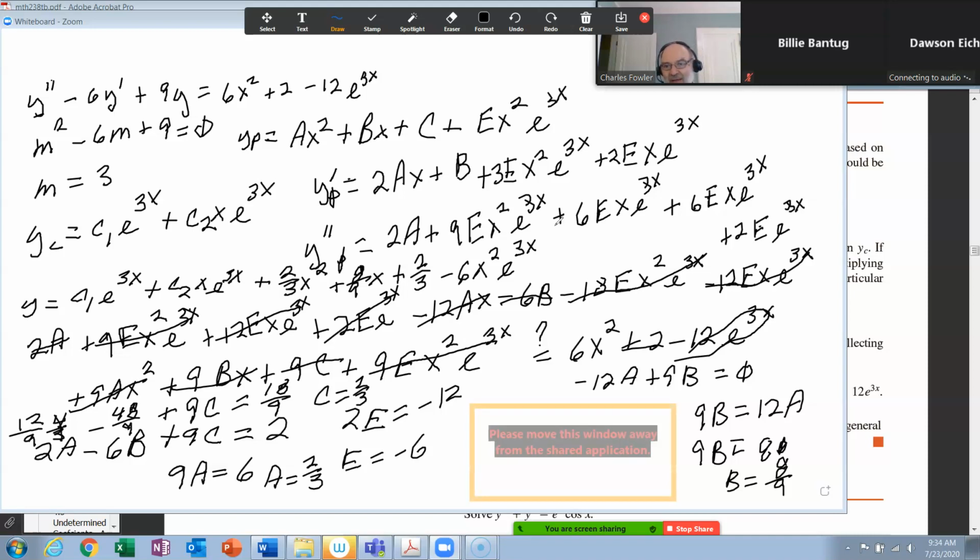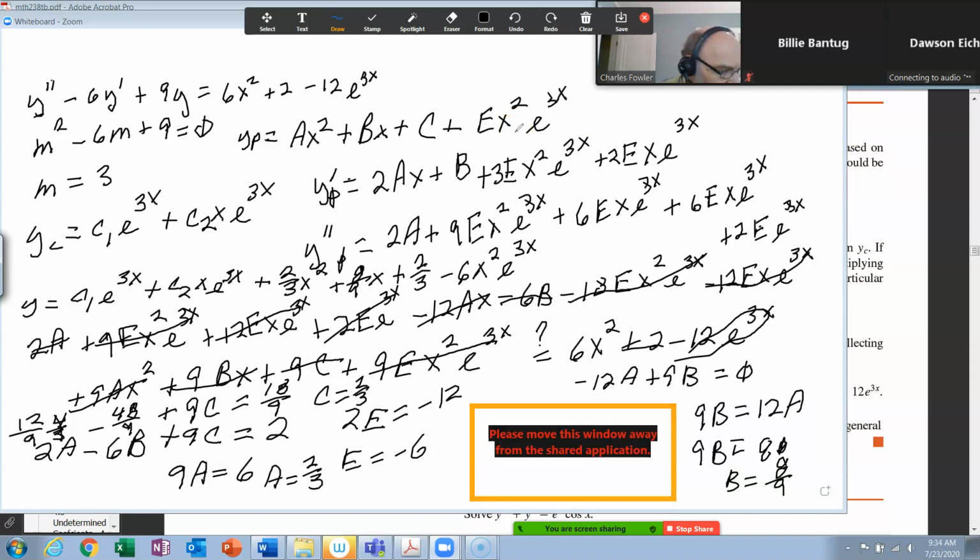We had already used the e to the x. We'd already used the x e to the x. If I could get my pen, yeah. E to the x here, x e to the x here. So that made this one need to be an x squared e to the x. Okay, that was the multiplication rule.